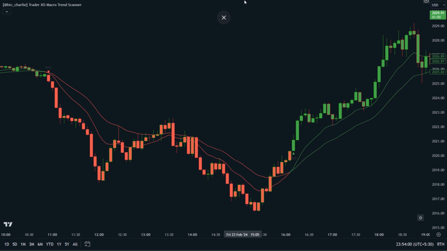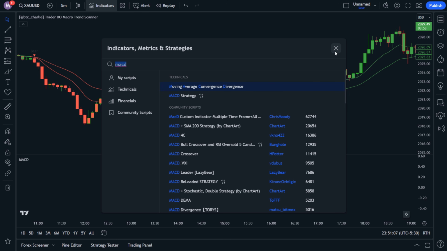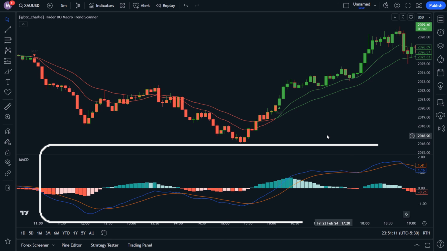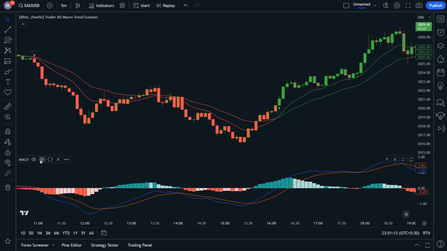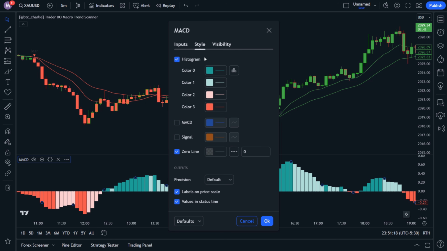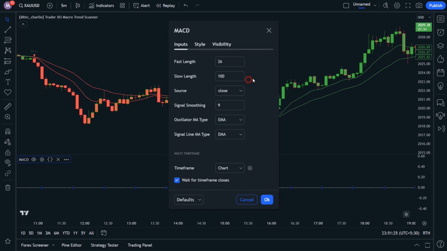Next, we need to add another indicator to the chart. Open the indicator option and type MACD. Apply the moving average convergence divergence indicator to your chart. The MACD indicator consists of histograms, a signal line, and a MACD line. Now, let's customize the settings of the MACD indicator. In the Style tab, disable the MACD and signal options since we won't be needing them for this strategy. Then, move to the input section and change the fast length option to 26 and the slow length to 100. This will adjust the settings of the MACD indicator to fit our strategy.